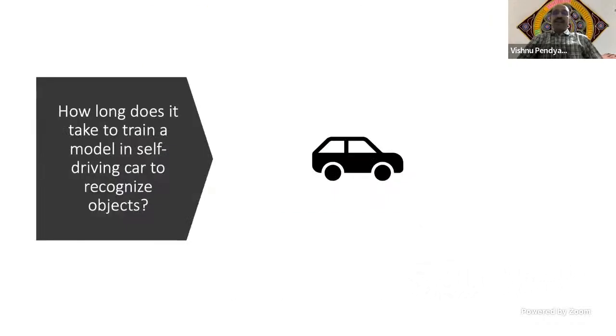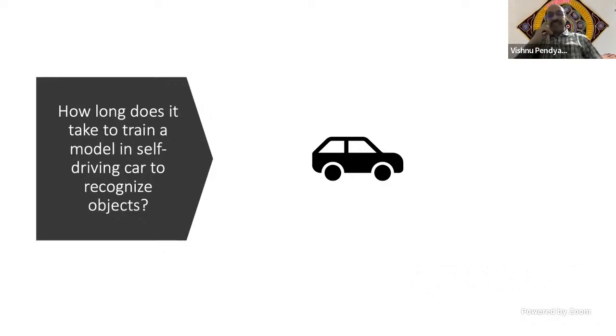So an analogy is how long does it take to train a model in a self-driving car to recognize objects? Probably several hours, right? Probably because it requires billions of miles of data. And how soon should it do the classification? For instance, if there's a pedestrian coming in front of the self-driving car, how soon should the classification come? In microseconds. Otherwise, there could be an accident, right?